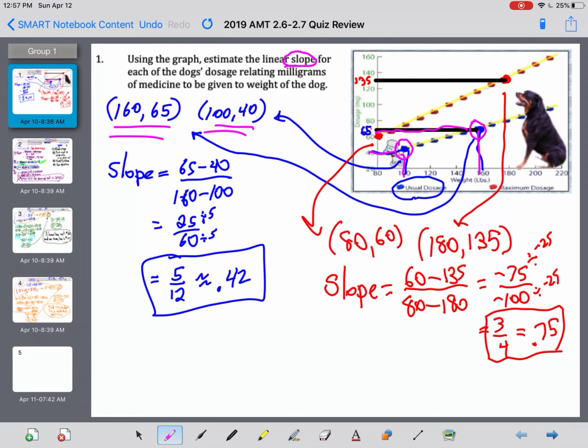Similarly, I did the same thing with the couple of red points here. And again, I used the 80 and the 180, and that's where these points came from. And again, finding the slope is rise over run, just like we practiced in the past.